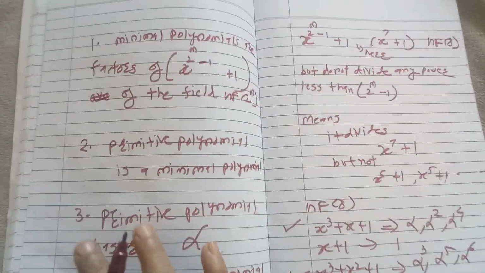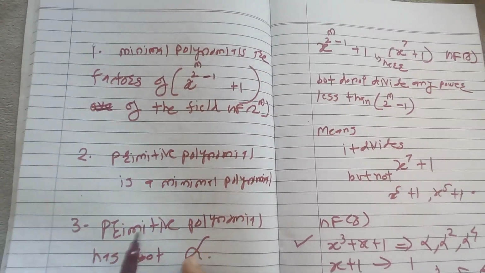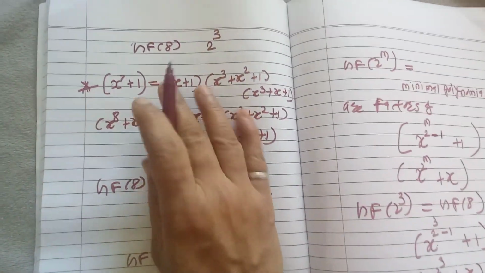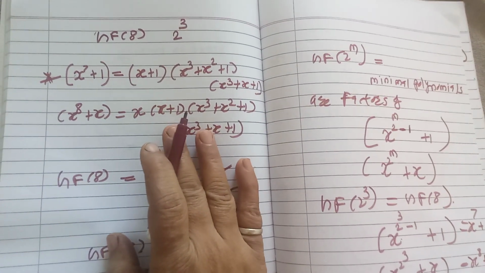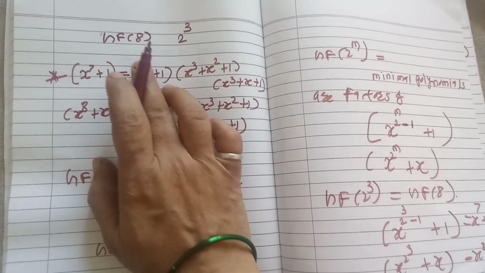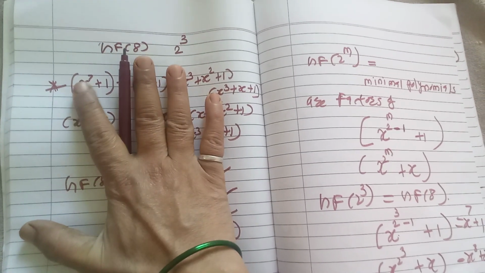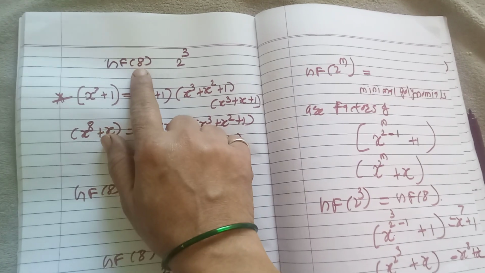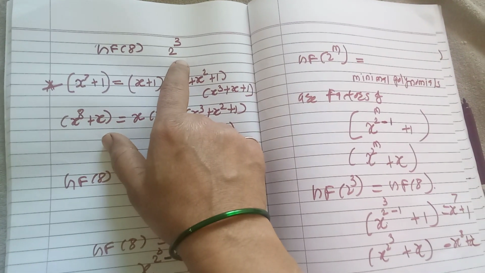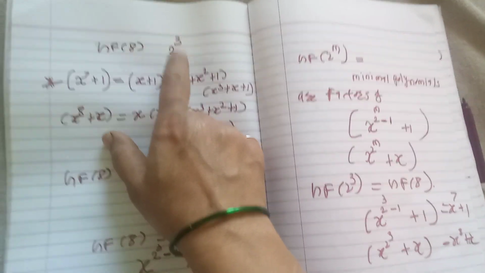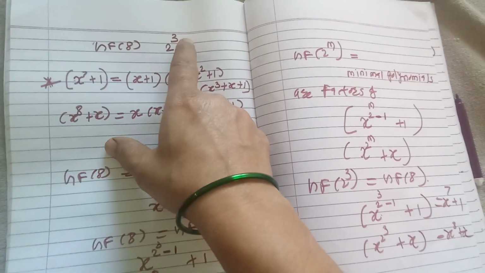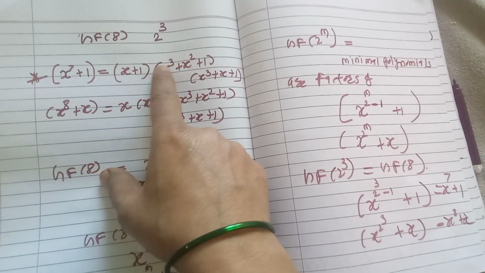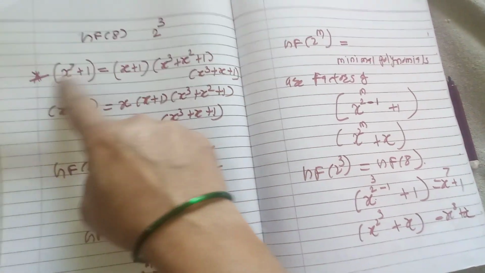So I hope you understood the difference between the minimal polynomial and the primitive polynomial. Where we started, for understanding that, you should first know what the extension field is. So here the extension field is what? GF(8), that is 2 raised to 3. If it is GF(16), that is 2 raised to 4, then it is x raised to 15 plus 1. All its factors will come here, x raised to 15 plus 1.